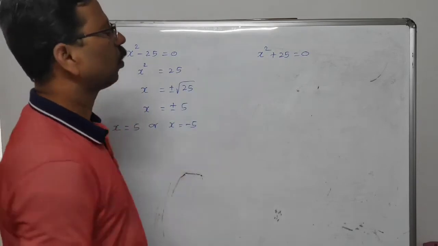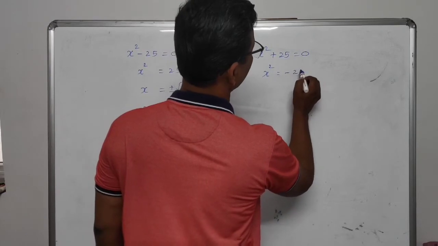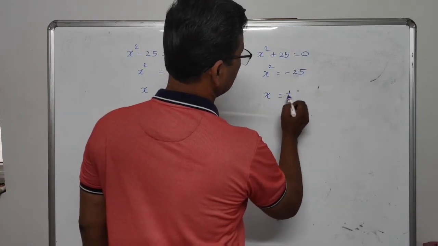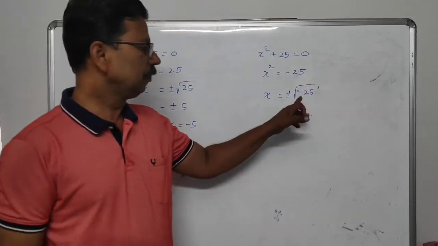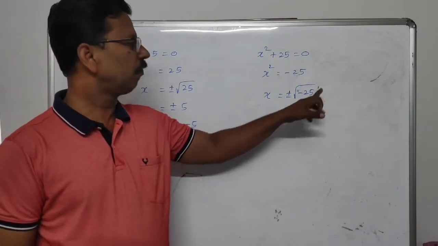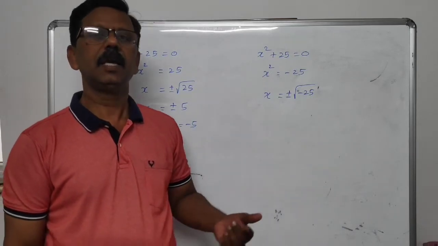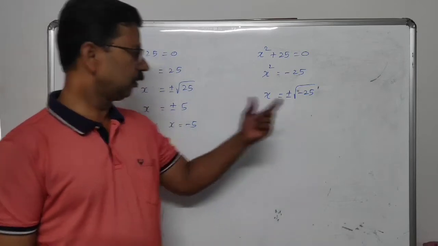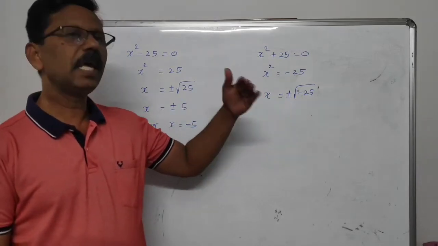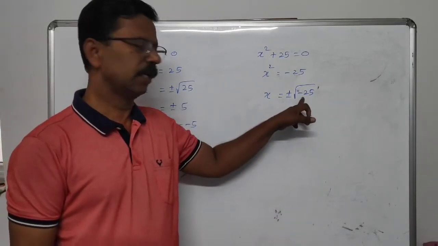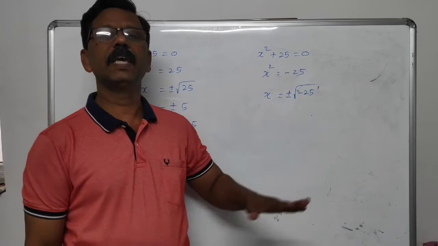Now, let us see this one. X square plus 25 equal to 0 means you can say x square is equal to minus 25. Then x is equal to plus or minus root of minus 25. Now, here the question is whether we have a square root for this minus 25. We can say no, because we cannot get the square root of negative numbers. Based on this concept, if we square any one of these two numbers, definitely we get a positive number. Therefore, the square of any real number can never be a negative number. Hence, we cannot get the square root of this minus 25 as a real number.